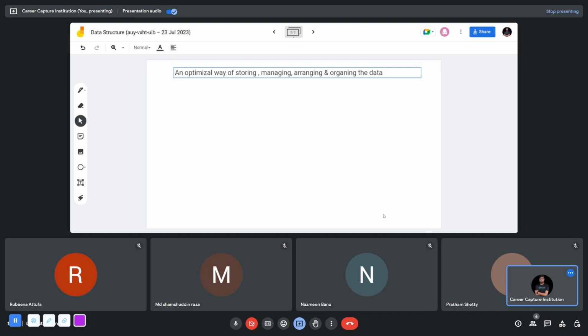Guys, please say yes or no. So it is not a method, it is an optimizer way. If anyone says it is an optimizer method, this is not an optimizer method. This is the only optimizer way.